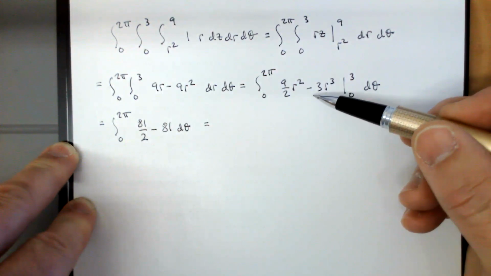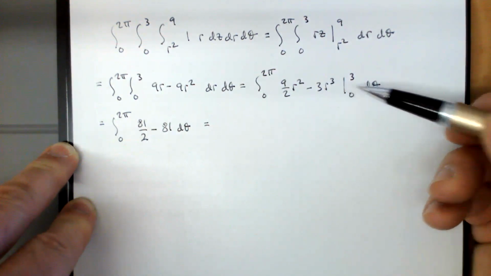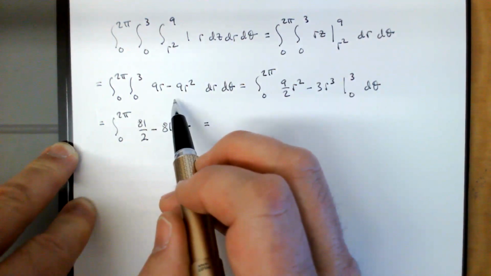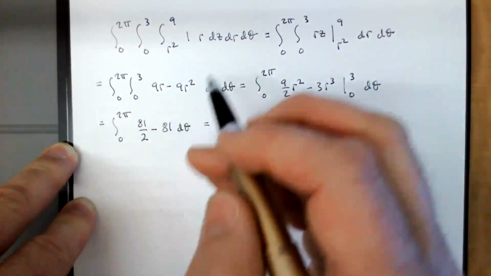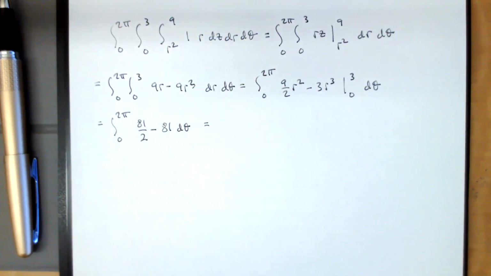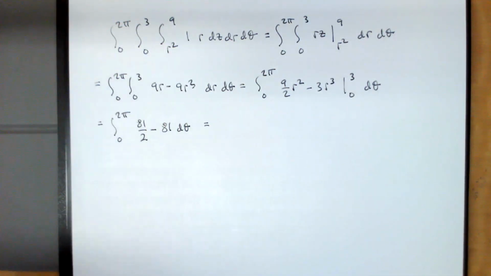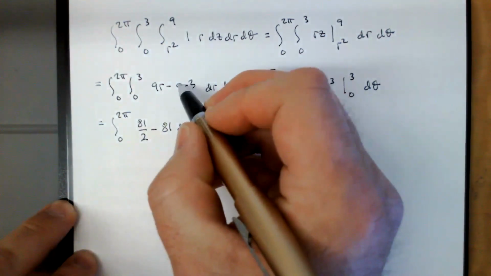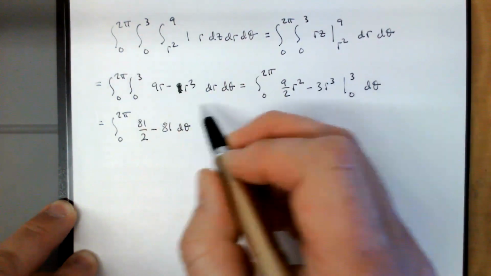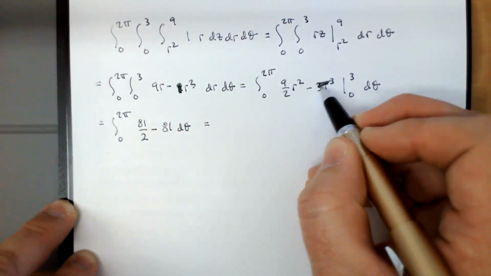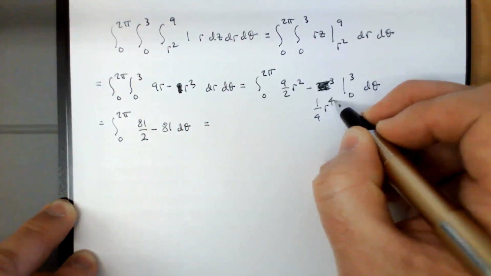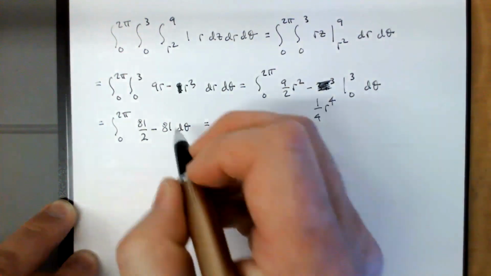Nine r. This one? Oh. Aha. But not 9, right? Just r cubed. So 9r squared, and this is going to be a fourth, r to the fourth. Oh, that works.